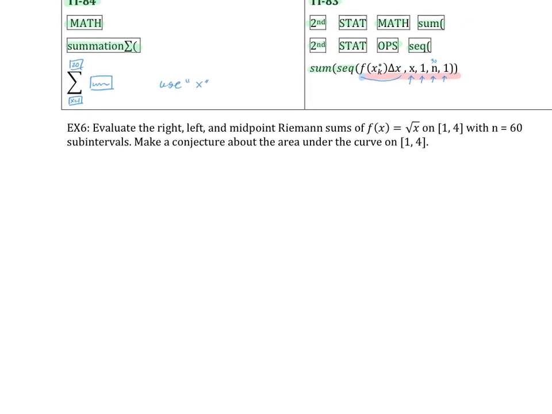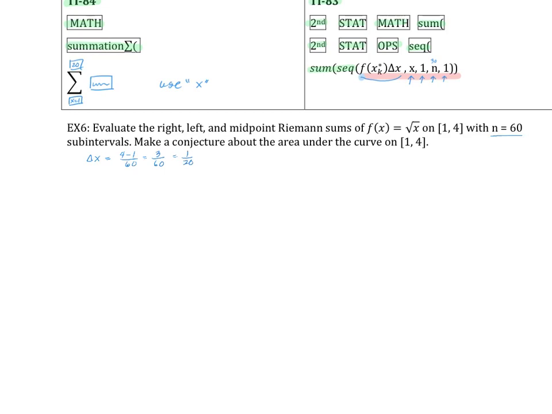But let's look at example 6. We want to evaluate the right, left, and midpoint Riemann sums, and we're going to go back to our square root function. We're looking at the same interval from 1 to 4, but this time notice my n value is actually 60. Again, I don't want to expand that out. That's just crazy. I want to use my calculator. So remember, our delta x is b minus a over n, so that's going to be 4 minus 1 over 60, which is just 3 over 60. And 3 over 60 is 1 over 20.